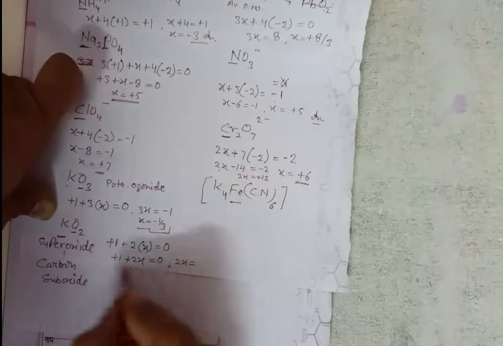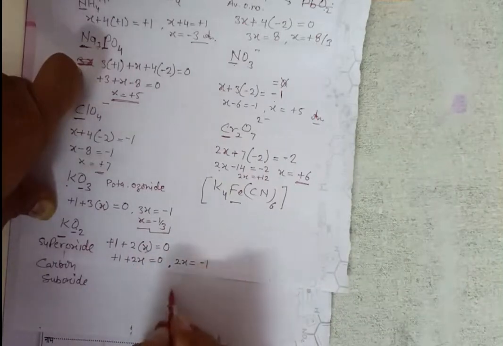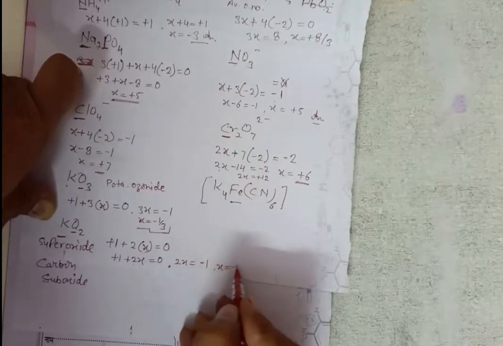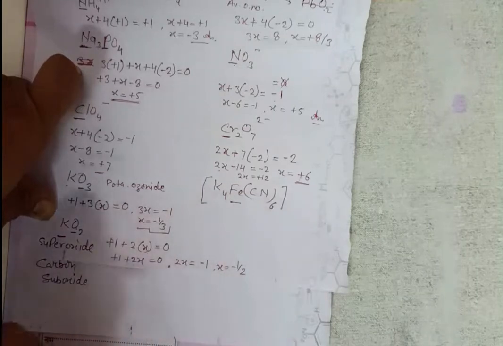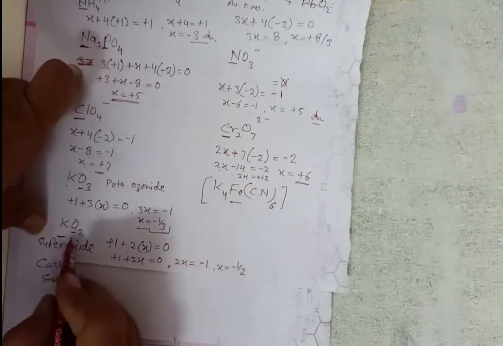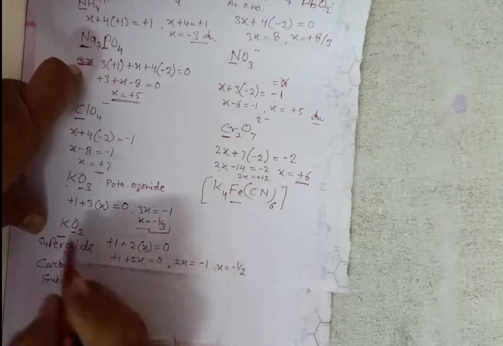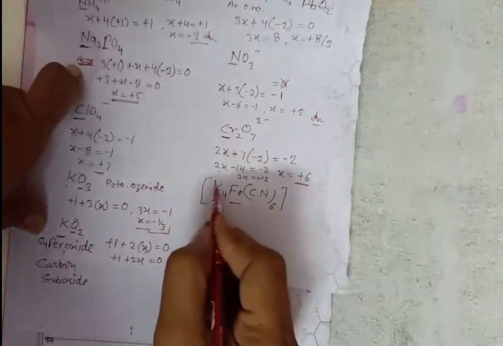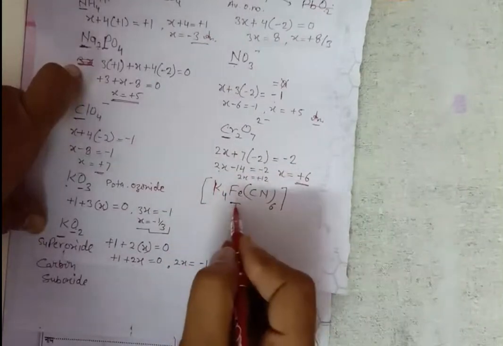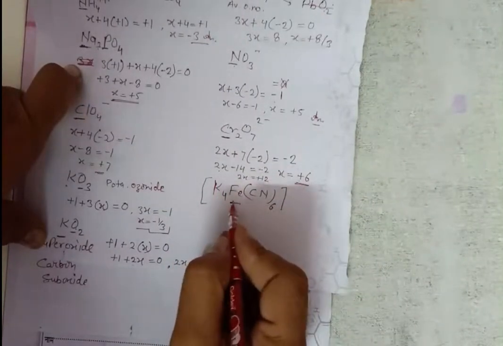When we go to the other hand side, -1. So x will be equal to -1/2. Is it clear, students? So this is superoxide. When the oxidation number of oxygen is -1/2, then it is called superoxide. This example, okay, I will explain this one also first.